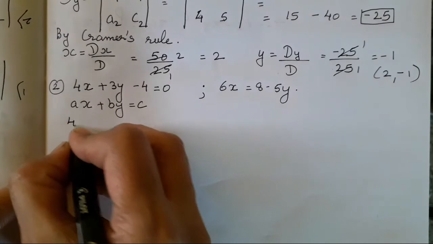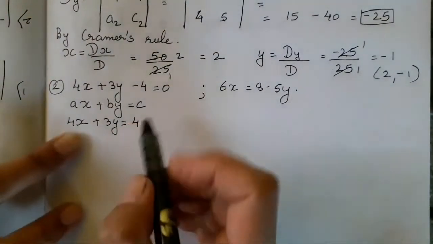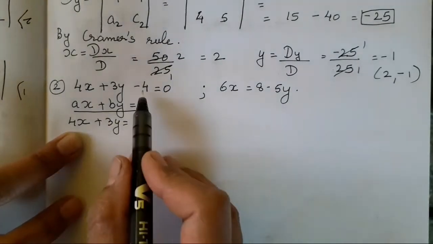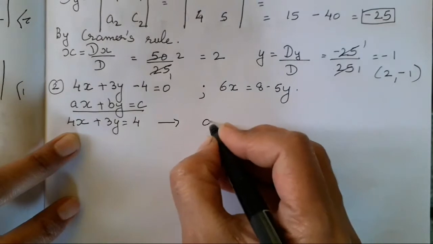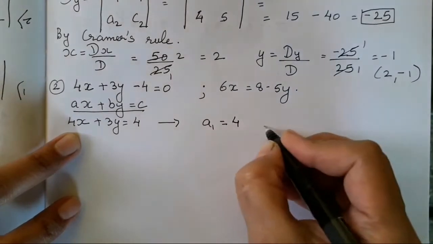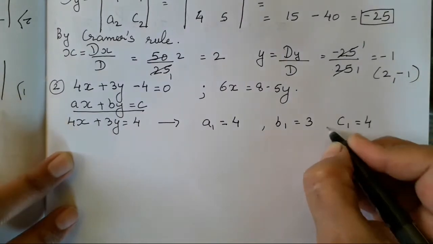So 4x plus 3y is equal to 4. I have changed it using this formula. So minus 4 I have shifted over here. That's it. Then a1 is how much? 4, b1 is 3, c1 is 4.